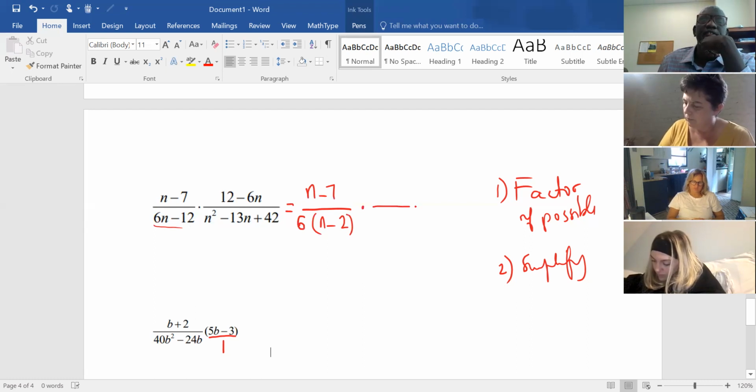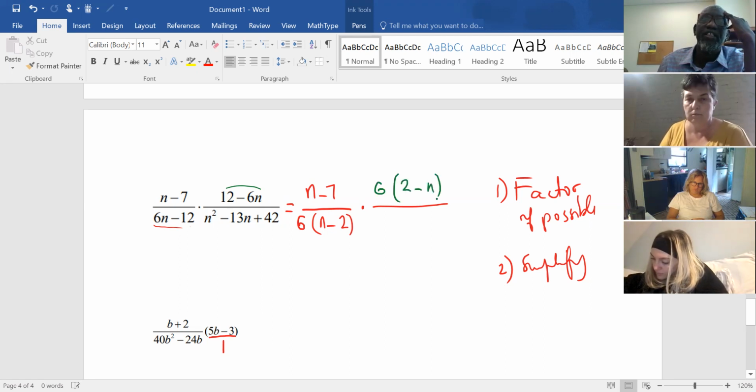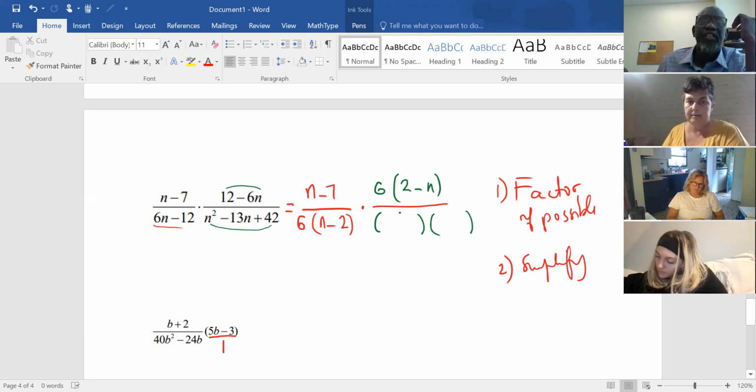And here, the next numerator, what can you factor out here? The same thing, the 6. And here, what do you get instead? That's a 2 minus n, thank you. And here, this denominator right here, this one factors out like this, right? It's going to be n minus 6 and n minus 7.